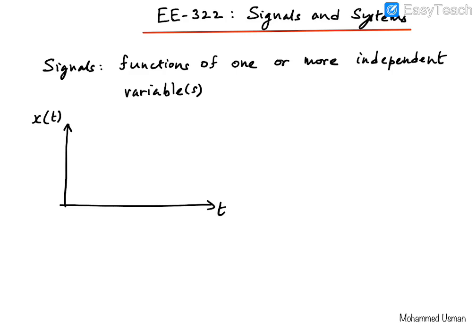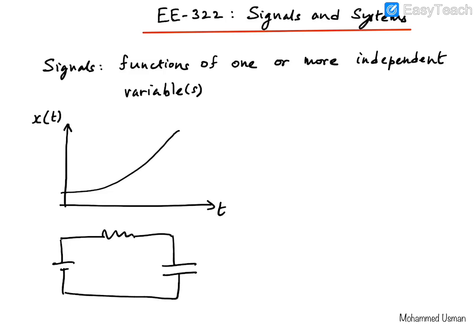So for example, if we have a signal like this, that could represent, say, the wind speed or the voltage across a capacitor changing with time. So in an electric circuit, for example, if we have a battery connected to an RC circuit, so let's say we have a resistor and capacitor in series, and there is a voltage across this capacitor, we can have this voltage changing with time plotted on a graph as a function of time. So that x of t would be the voltage across that capacitor, which is changing with time. So that's an example of a signal.